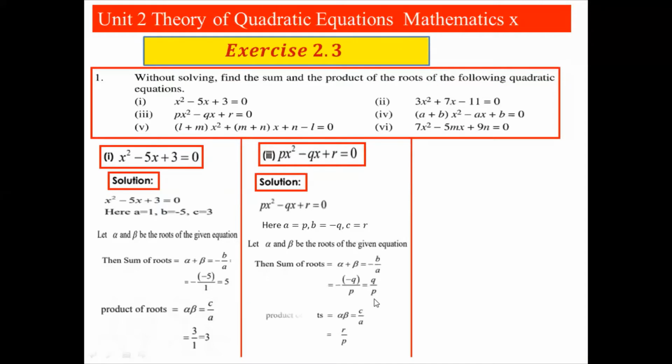Product of the root is equal to C by A, and here C is equal to R and A is equal to P. So product of the root is equal to R by P.